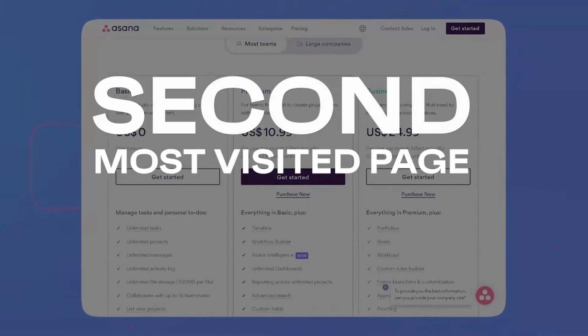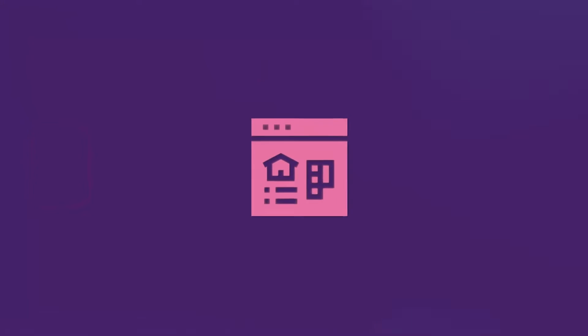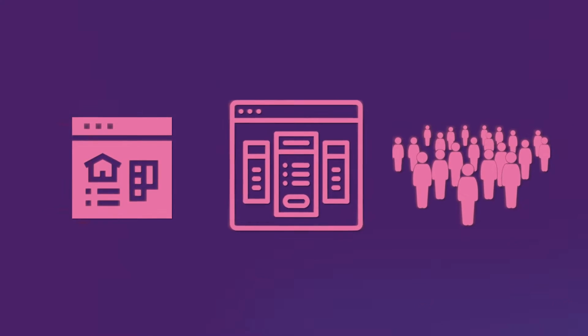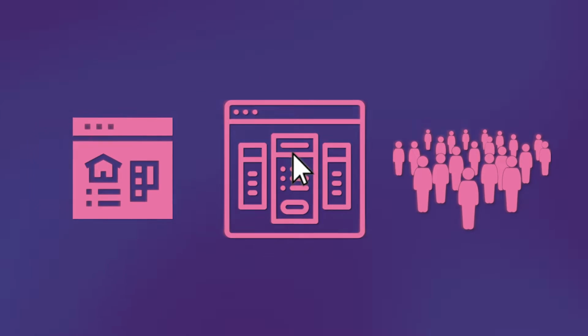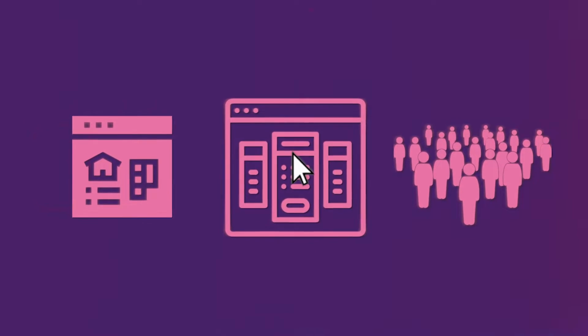Okay, so the pricing page on a B2B SaaS website is almost every time the second most visited page on the website. And this is behind the homepage, of course. People land on the homepage, and then often the second click is straight to the pricing page. So this page is super important.